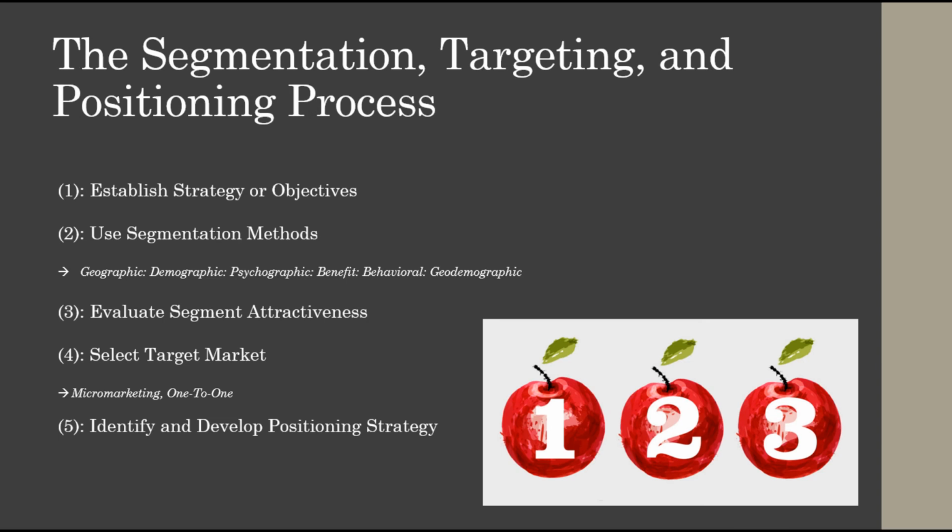Lastly, in the following presentation, I will be talking about the last possibility: the segmentation, targeting, and positioning process. Number 1. Establish strategy or objectives. Number 2. Use segmentation methods. This may include geographic, demographic, psychographic, benefit, behavioral, or geodemographic. Number 3. Evaluate segment attractiveness. Number 4. Select target market. This can include micro-marketing or one-to-one. Number 5. Identify and develop positioning strategy.